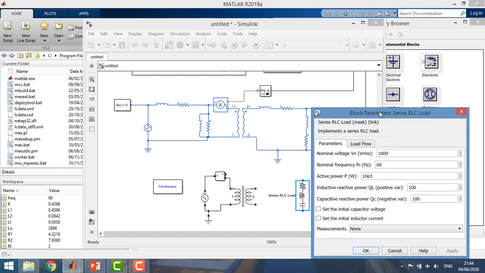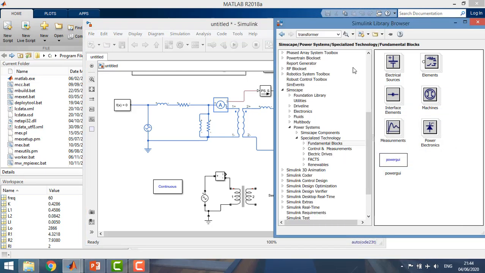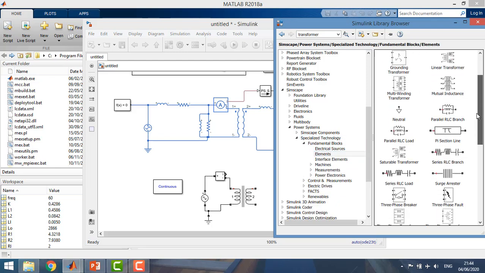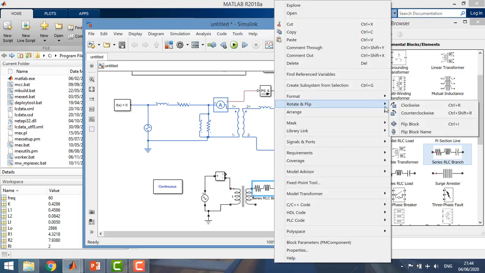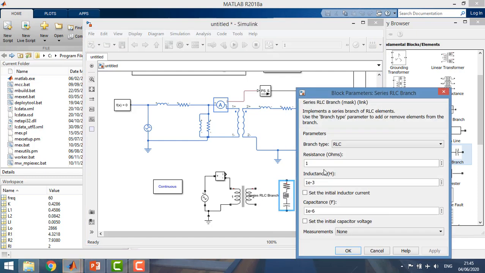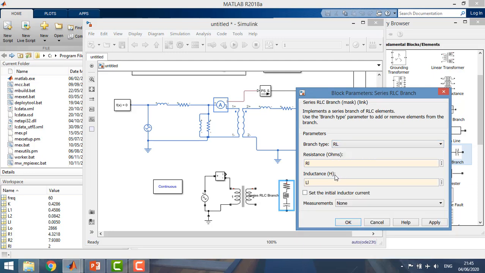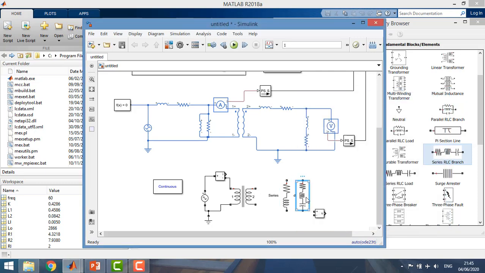Okay, so it's either using the series RLC load, but in this case we have to calculate the active and reactive power, or we can use this RLC branch block, where you can simply define the inductance and resistance. So we'll omit this one, so delete this one.